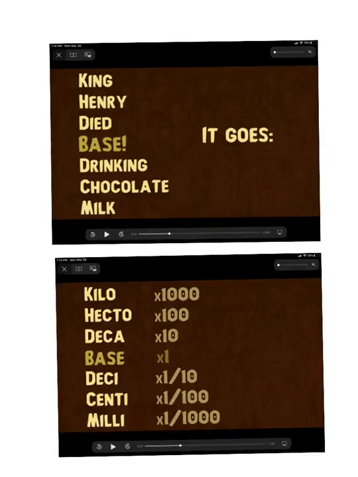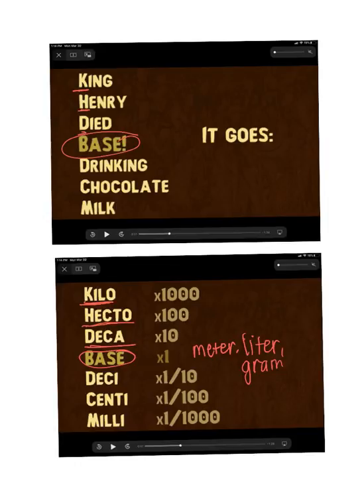The K for king stands for kilo. That is the prefix. H for Henry is hecto. D for died is deca. And then our base units of measurement are meters for length, liters for capacity. And then today we're going to talk about the gram, which is how we measure mass or weight.